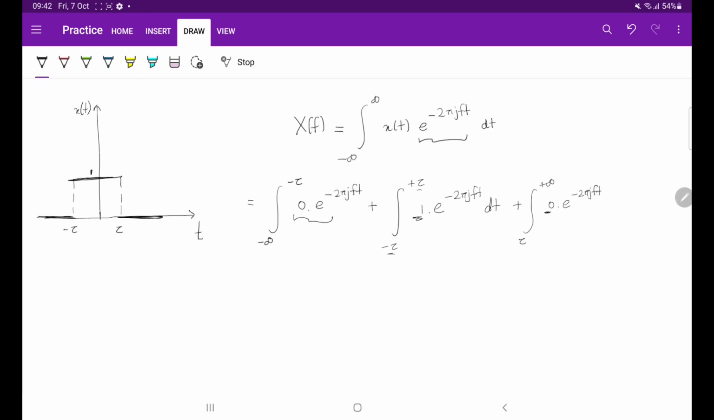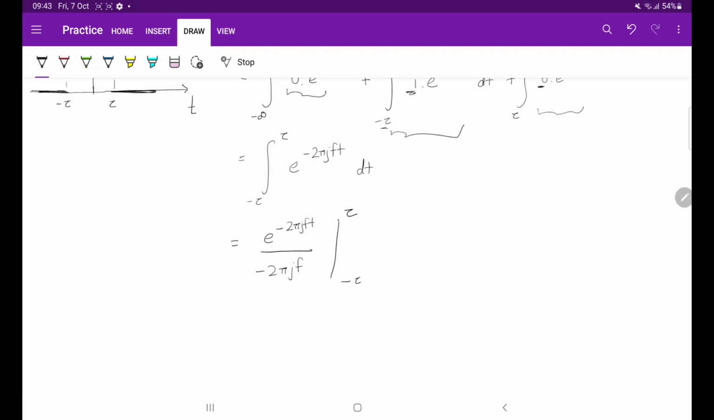So this part is going to be 0, and the balance part is going to be this, which means you can remove this 1 and directly write that you need to integrate e to the power minus 2 pi j f t from minus tau to plus tau. So now this is the balanced function. If you integrate e to the power minus 2 pi j f t, you are going to get this function.